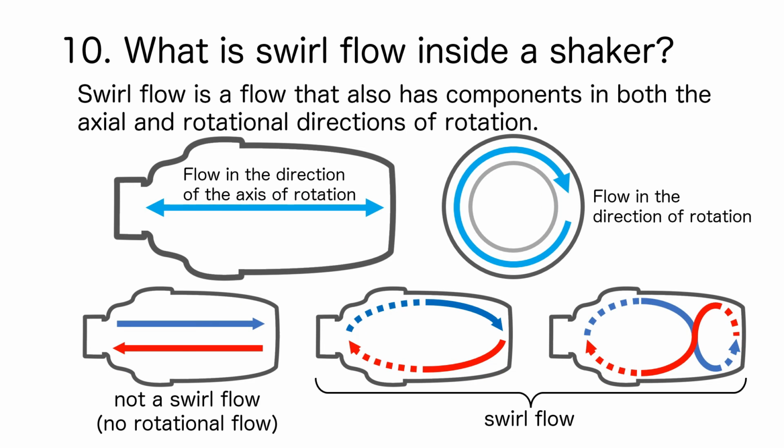This slide explains how the swirl flow inside the shaker works. A swirl flow is a flow that has components in both the axial and rotational directions. Rotational axial flow is the forward-backward flow inside the shaker. Rotational flow is the flow that whirls along the inner surface of the shaker. In other words, flow in the front-back direction only is not a swirl flow. To achieve a swirl flow inside the shaker, a vortex flow along the inner surface is required in addition to the back and forth flow.